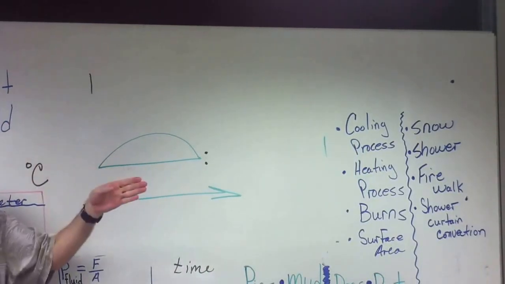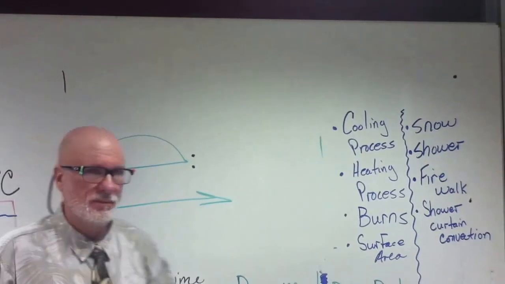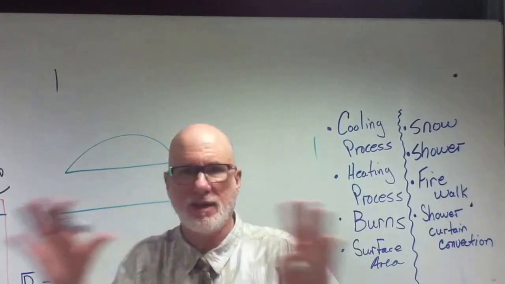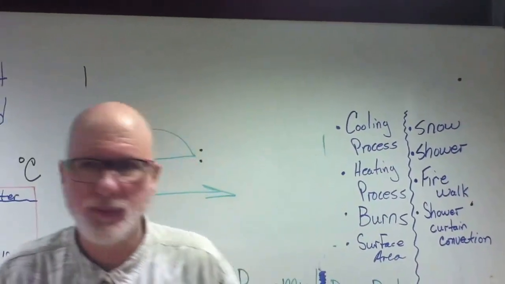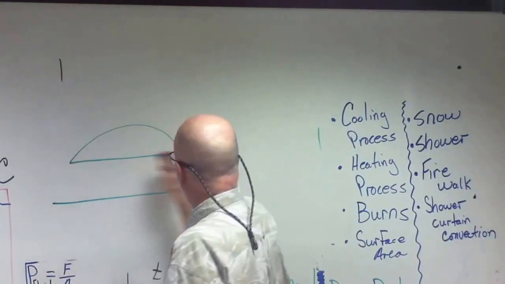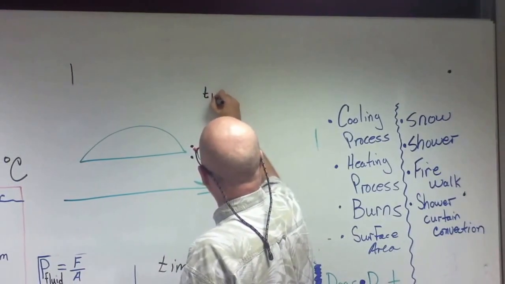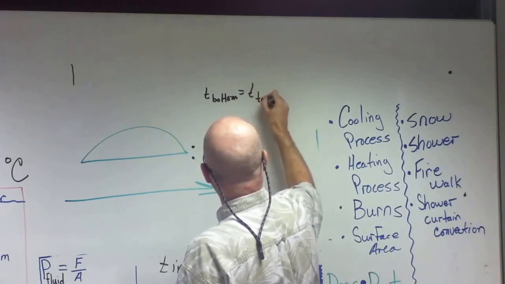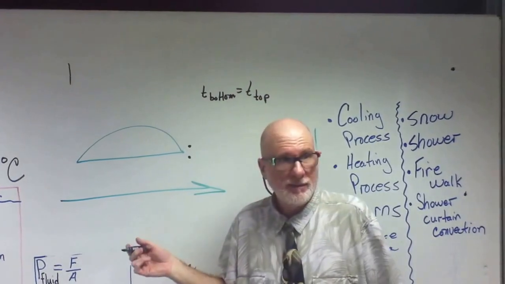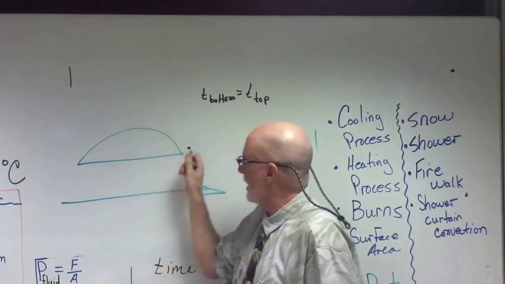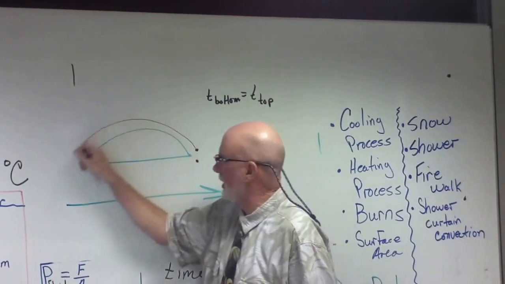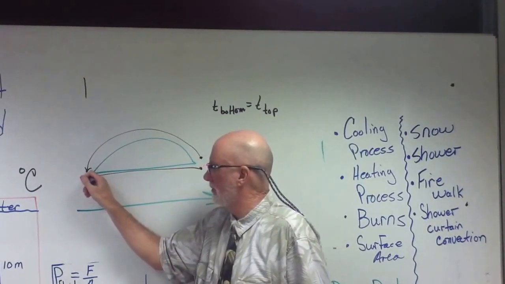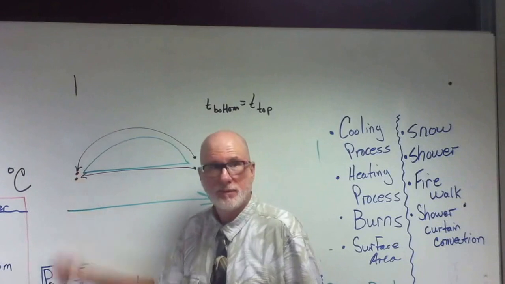Clear? Okay, now. Obviously the top and the bottom are in the same wing, so it's all the same, right? So going from here to here, T at the bottom equals T at the top. In other words, the time it takes for this molecule to go here is the same time it takes for the molecule to go there. Correct? Does that make sense?